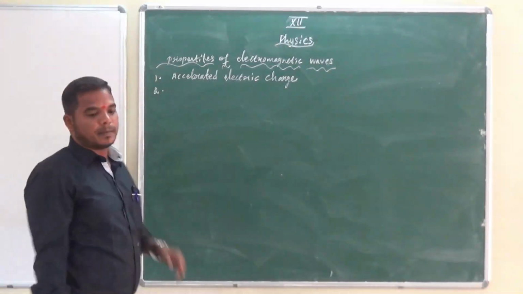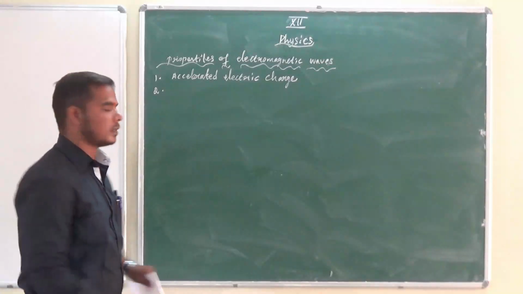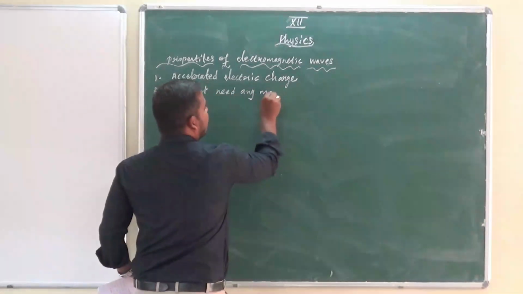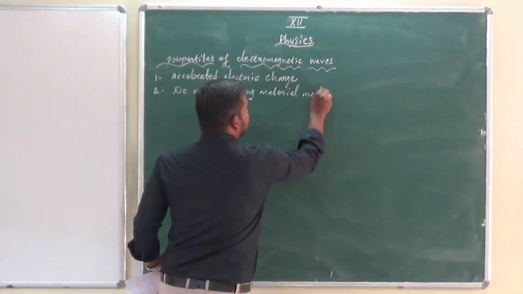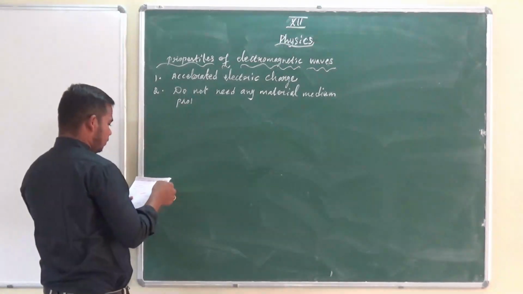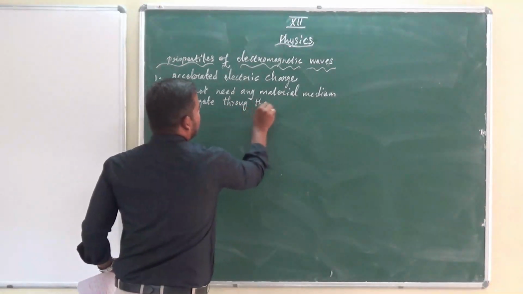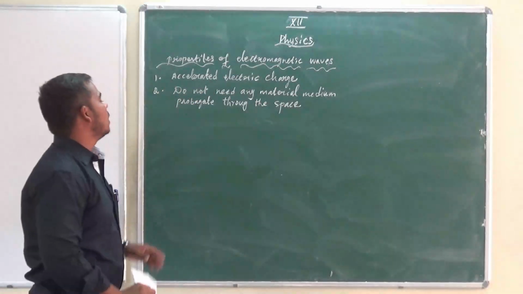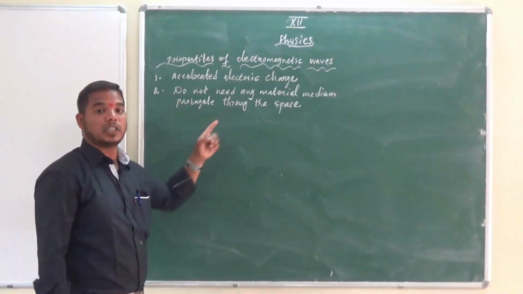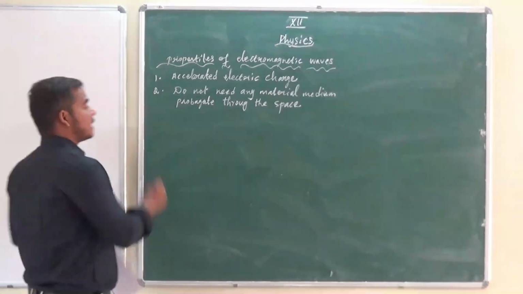Second point, electromagnetic waves do not need any material medium to propagate through the space. So the first point is the source of electromagnetic waves: how electromagnetic waves are produced, by accelerated electric charge. After being produced by accelerated electric charge, they propagate through the space, which means they do not need any material medium. That is the second point.